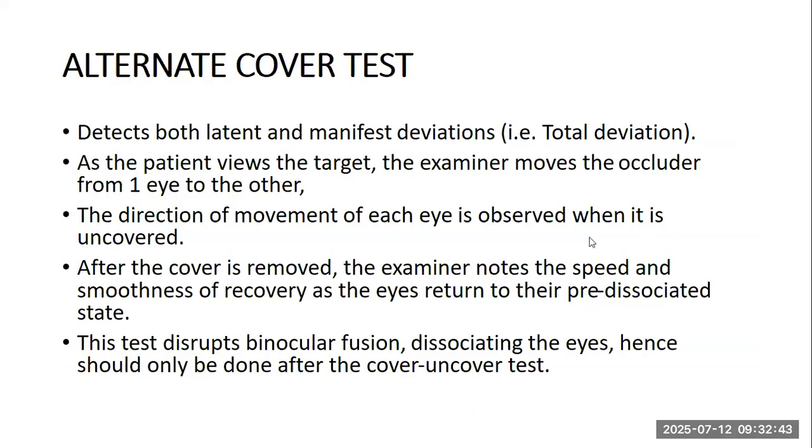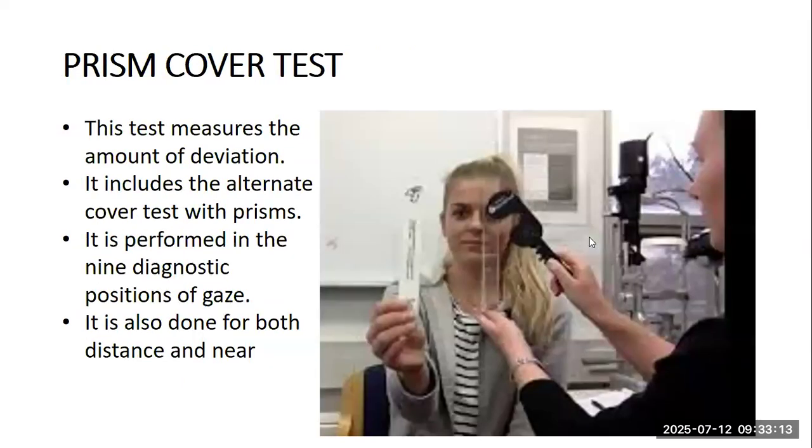Now, for the alternate cover test, this is done after the cover and uncover tests. It gives an idea of the total deviation, both phoria and tropia. So in this case, you close one eye, count for your 2 to 3 seconds, occlude the other eye 2 to 3 seconds. Same thing, you keep doing that for each eye. This will dissociate fusion and reveal whatever phoria or tropia is left. It's also done at distance and near.